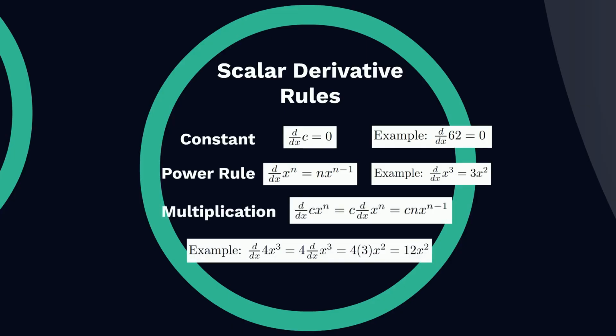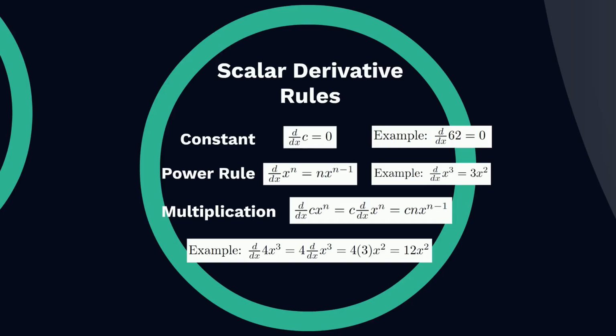Next, we can talk about multiplication a little bit. D dx of c times x to the n. We can simply bring that constant or coefficient out into the front. We don't have to worry about it when taking the derivative. So you can see I have written it as c times d dx of x to the n, which is going to follow our normal power rules. So the exponent n comes down, and then we have n minus 1.